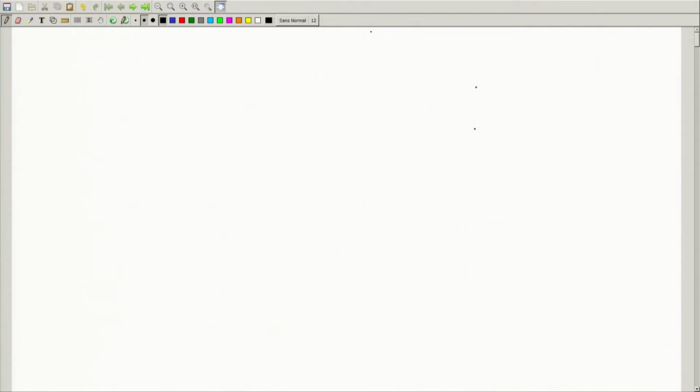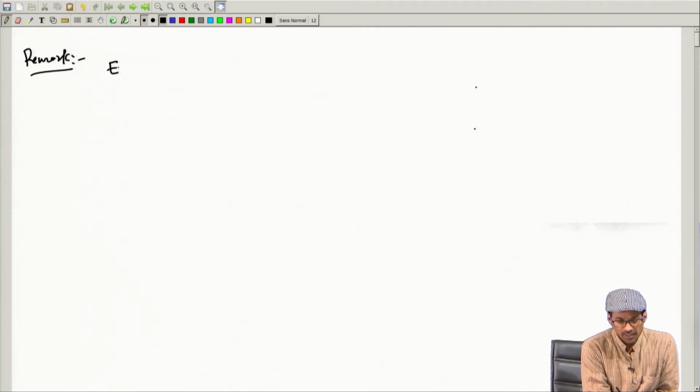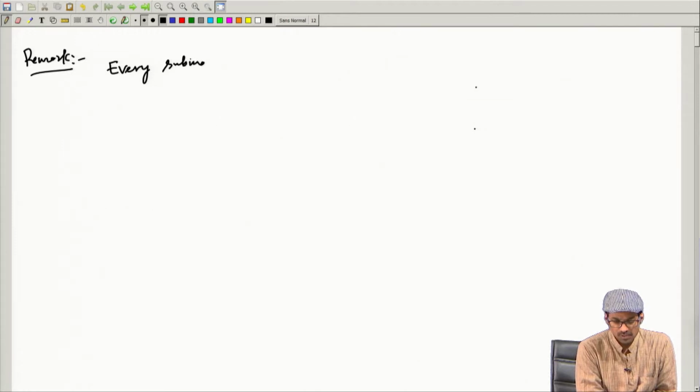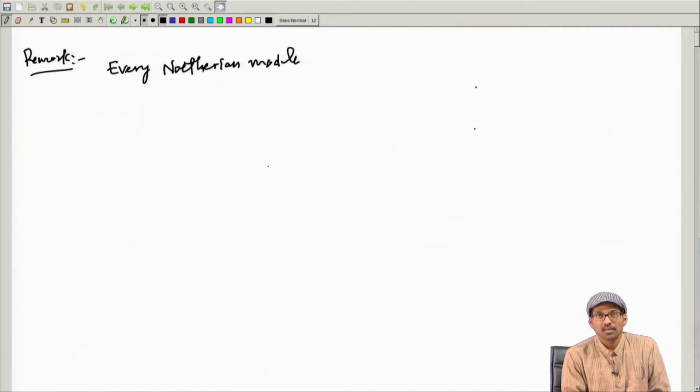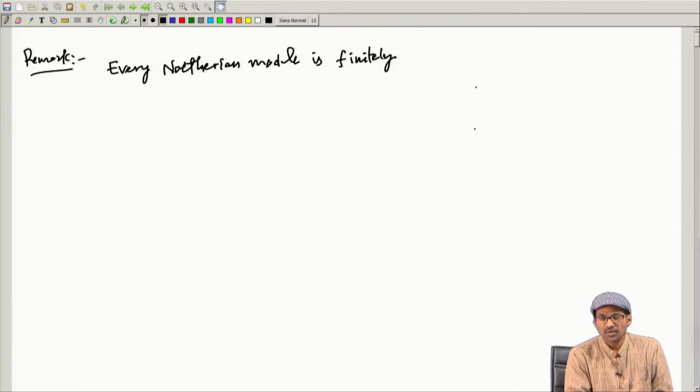Noetherian rings, Noetherian modules, and also in previous lectures we have seen Artinian modules and Artinian rings. So, one remark I want to start with: every Noetherian module is finitely generated. Why? Because the module itself is a submodule, therefore it is finitely generated.